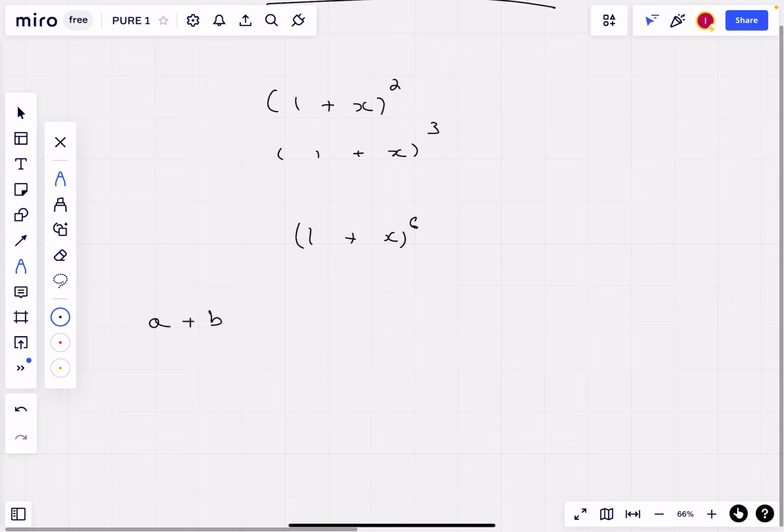(a plus b) to the power of n. a can be any number, b can be any number or letter, n can be any number. n will always be a number though. It won't ever be a letter. So you're going to take your first term in your bracket, a, and raise it to the power of n. Then you're going to add nC1, a to the power of n minus 1 times b.